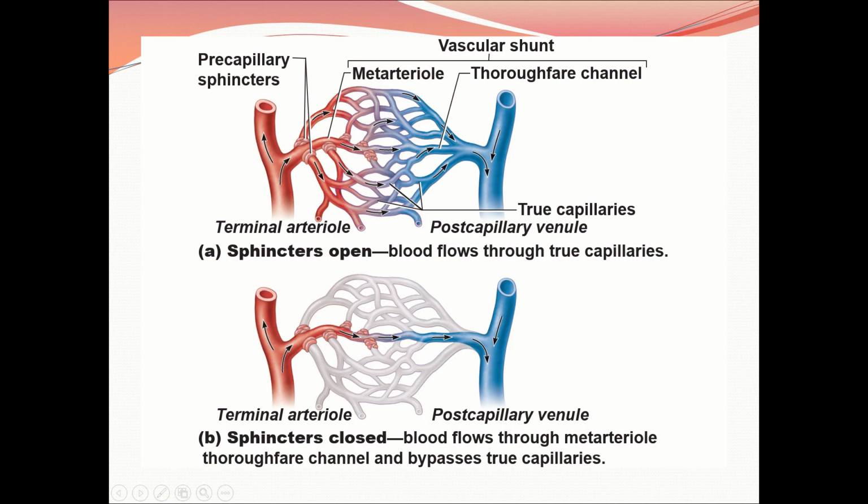This illustration shows capillaries and venules in the capillary bed. In figure A of this picture, the sphincters are open and blood will flow through true capillaries and bring nutrients into the entire capillary bed. However, in figure B, the sphincters are closed and blood flows through a metarteriole thoroughfare channel, bypassing the true capillaries. This is called shunting.